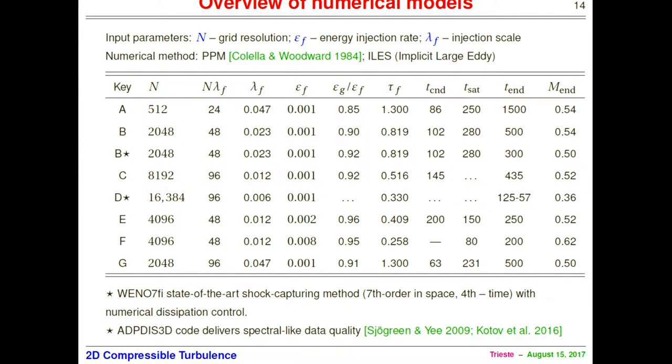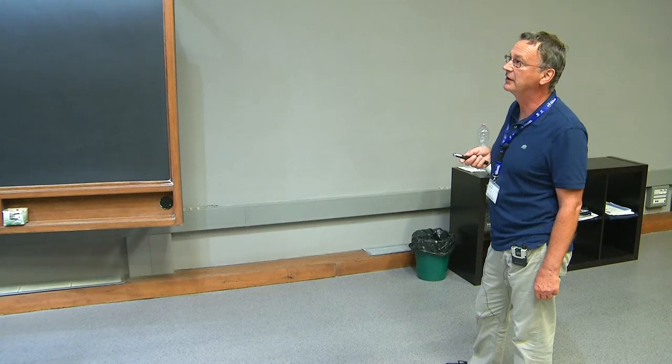Now, the stars mean that there are two different numerical methods used here. One is the classical piecewise parabolic method, PPM, designed for flows with strong shocks. This is a third order, higher order Godunov method. The second one is a higher order finite difference scheme. The PPM is a finite volume method.